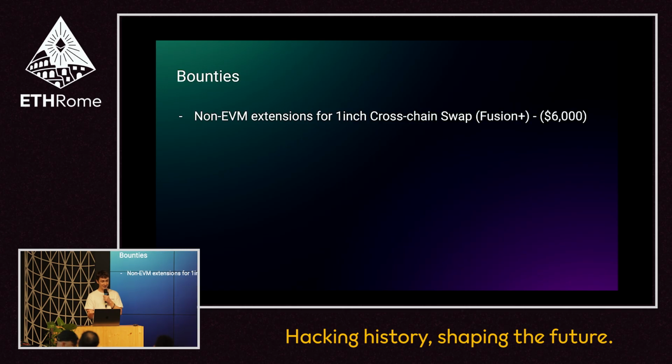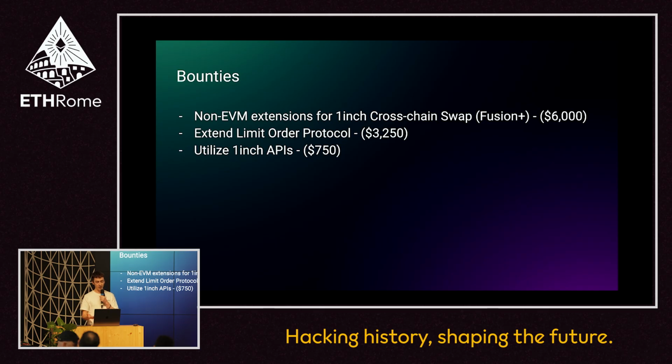So here are the bounties. The one that we just went over in the presentation today is $6,000 for the top 3 implementations. The next one is extending our limit order protocol. Again, we didn't talk about this, but in the docs I will link at the end, you'll be able to get all the information you want about that. And then just utilizing the 1inch APIs in general. Top 3 projects will get $250 each.